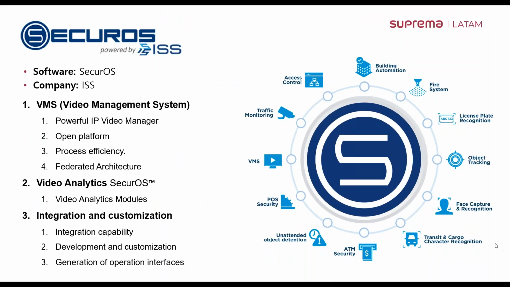Besides that, we have a VMS, Secure, also from ISS. And what we will have here is the possibility to get information from the building, from the fire system, also from license plate recognition, object tracking, face capture, and also face recognition, transit and character recognition, also POS security, traffic monitoring, many other capabilities here.